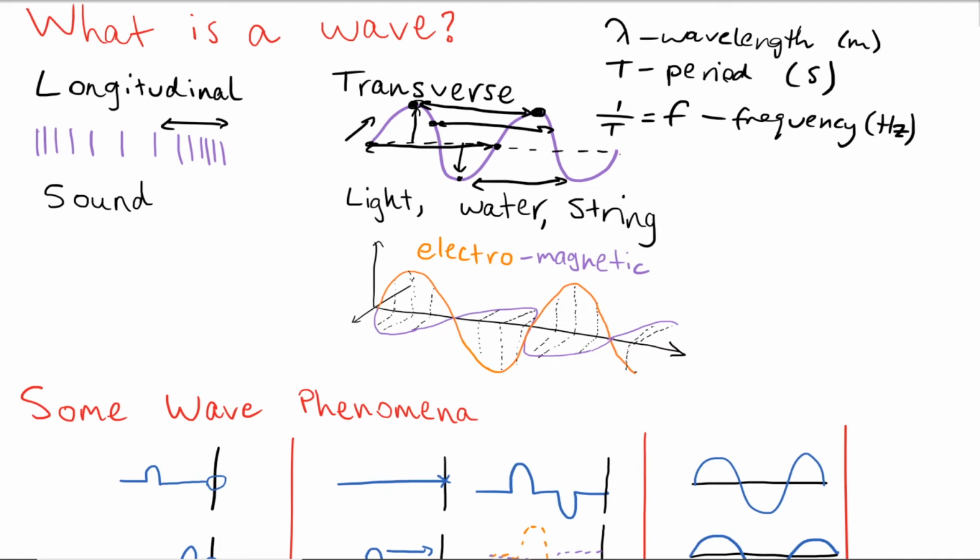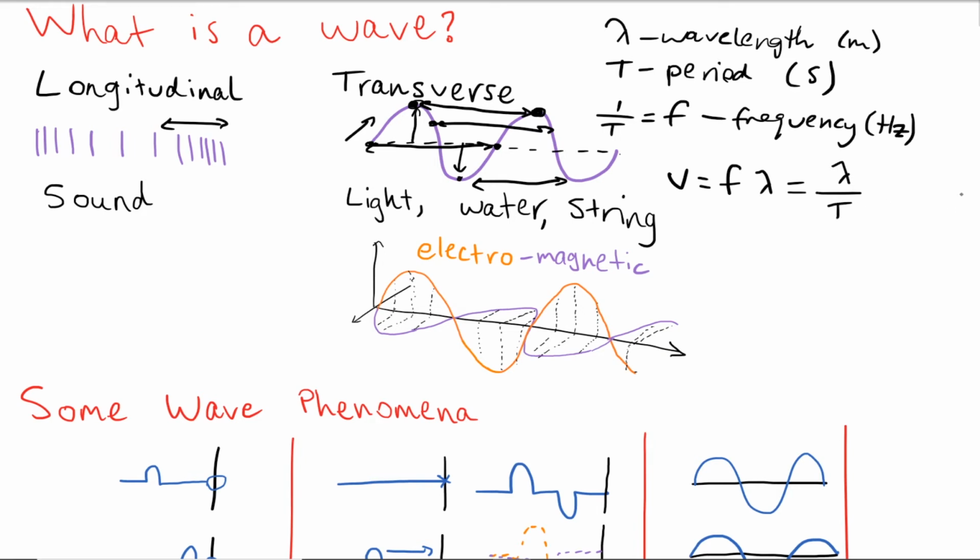Now that we've identified the parts of a wave, we can use our equation, which is that the speed v is the frequency times the wavelength. And because we know that the frequency is 1 over the period, we can make that substitution, and v is also the wavelength over the period.